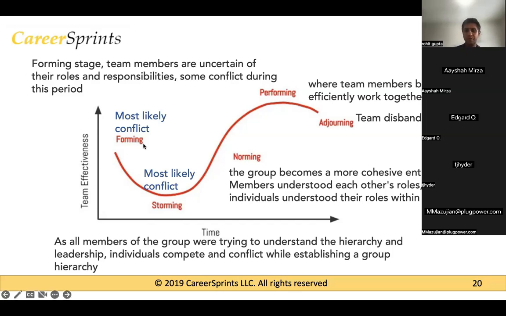Once the team is formed, and the team has spent some time together, then the next stage is storming. So storming is the stage where I would say maximum conflict actually happens amongst team members. So in the storming stage, what would typically happen is that the members of the group are trying to understand the hierarchy in the team. They are trying to understand who has how much experience in the team, right? They are trying to understand who is going to be the leader in the team. People may try to compete with each other.